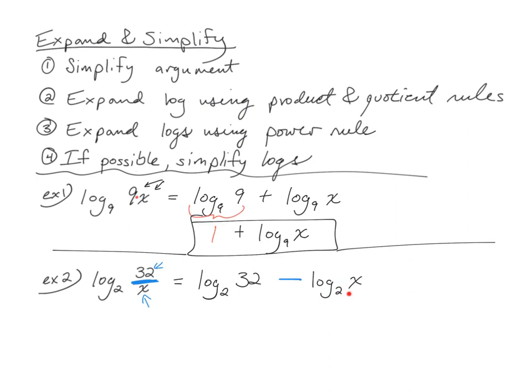Again, a numeric base with a variable argument can't be simplified, but we have a numeric base and a numeric argument. We gotta check. All right, what power of 2 gives me 32? Can you think of one? It's gonna be 5. 2 to the 5th power equals 32. And that's it. There is our second expansion. Let's take a look at a couple more on the next slide.